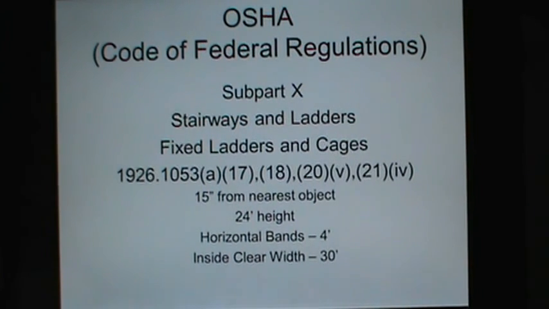Jump up, and I've got them all on the screen here. I've got A17, I've got A18, and a few paragraphs hence anyway. Horizontal bands shall be spaced not more than 4 feet on center vertically. Well, I guess that's the horizontal bands of the cage. And then go to paragraph number 4, and it'll say the inside clear width shall be at least 30 inches of that cage or well.